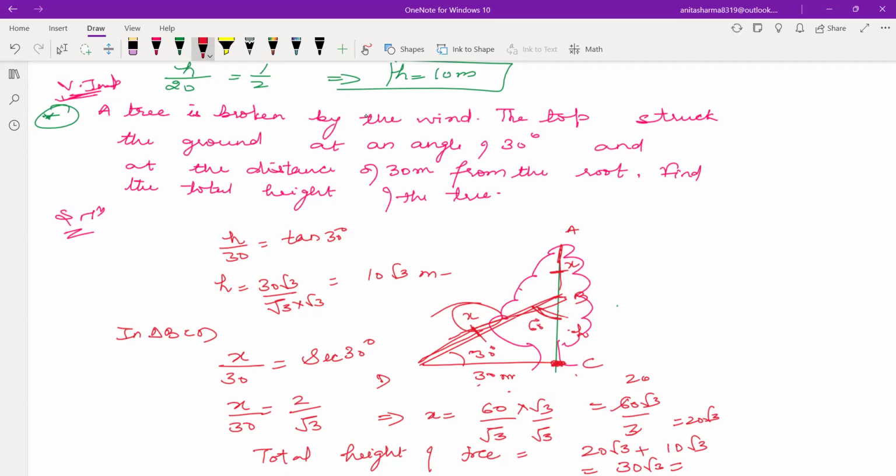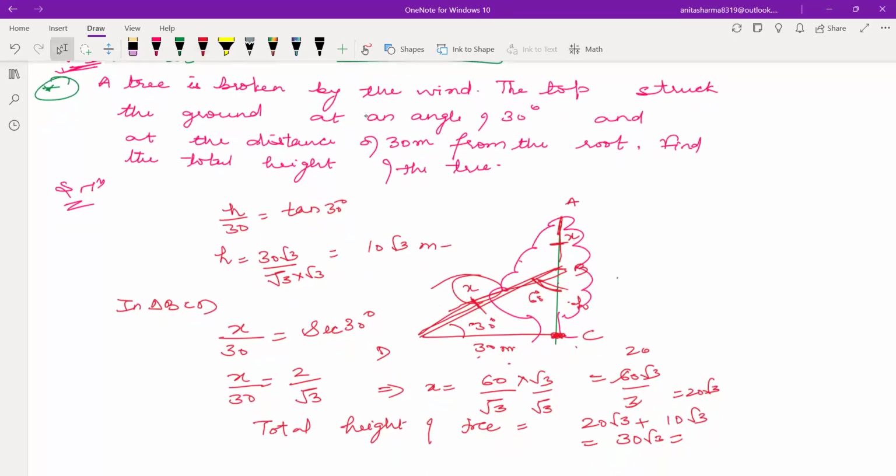So children, have you understood this question? Yes, ma'am. Ma'am, can you please explain it again? Yes, beta. See, have you understood the figure? Okay. Firstly, I have taken this triangle DBC, where I will calculate this H. That's why I have written it in the numerator. H by 30: perpendicular upon base is equal to tan, and the angle is given as 30 degree.